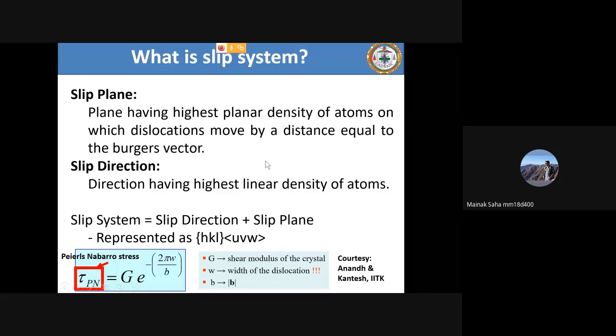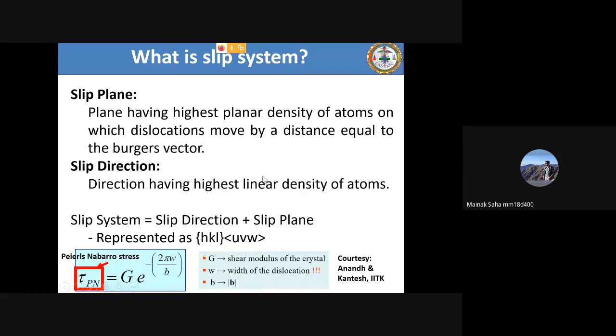Now, if you have the planar density to be very, very high, these planes are the ones which are the most widely spaced. What do I mean? I mean that A has to be very, very high. The spacing between the planes has to be very, very high. If the spacing between the planes is very high, that is something that qualifies as a slip plane. But that alone is not enough, because there is another term, B. What is this B? The direction having the highest linear density of atoms.